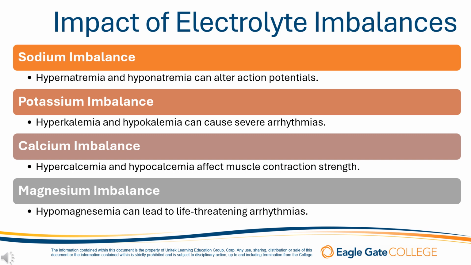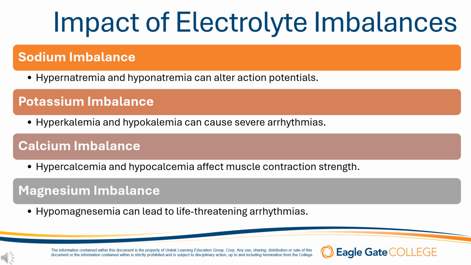Hypercalcemia occurs when there is too much calcium in the blood. This can result from hyperparathyroidism, certain cancers, or excessive intake of calcium or vitamin D supplements. High calcium levels can increase the strength and duration of cardiac muscle contractions, which can lead to a decreased ability of the heart to relax between beats, or diastole. This can reduce cardiac output and increase the risk of arrhythmias. On an ECG, hypercalcemia can cause shortened QT intervals and a widened QRS complex.